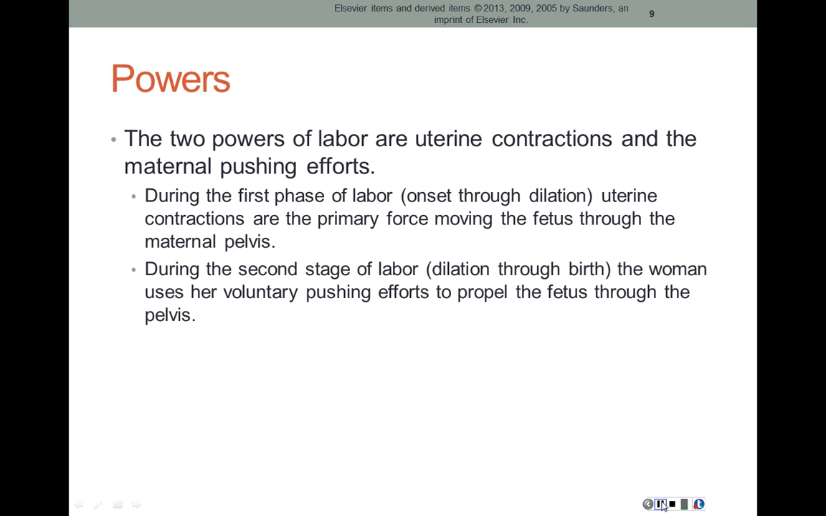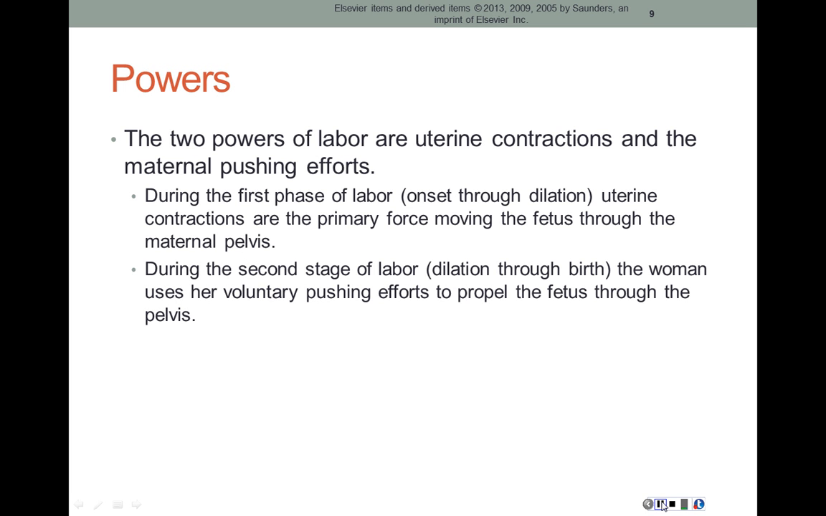Okay, so powers. The 2 powers of labor are the uterine contractions and the mother pushing. I mean, the only person who can physically expel the baby out is mom pushing, and then the body reacting with the uterine contractions to help expel the baby. So during the first phase of labor, and we're going to talk more about that in a minute, which is just the onset of contractions through dilating to 10, the uterine contractions are the primary force moving the fetus.